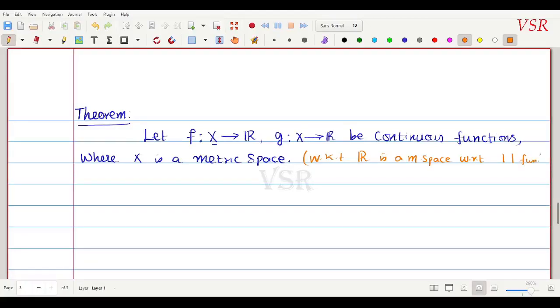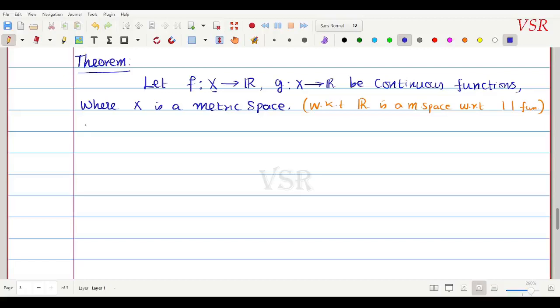Okay, with respect to modulus function, R is a metric space. சரி, இப்போ நான் என்ன பண்ண போறேன் அப்படின்னா புதுசா ஒரு ஃபங்க்ஷன் டிஃபைன் பண்ண போறேன். என்ன ஃபங்க்ஷன் அப்படின்னா define h is a function from, அதே மாதிரி X ல இருந்து R. எப்படி டிஃபைன் பண்றேன்னா by h of x equal to f of x plus g of x for every x belongs to capital X. இது ஒரு ஃபங்க்ஷன்.